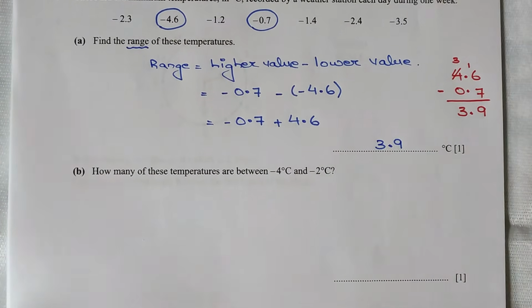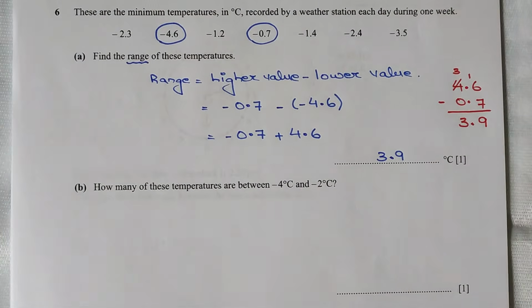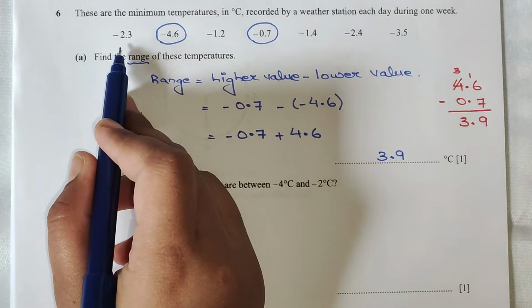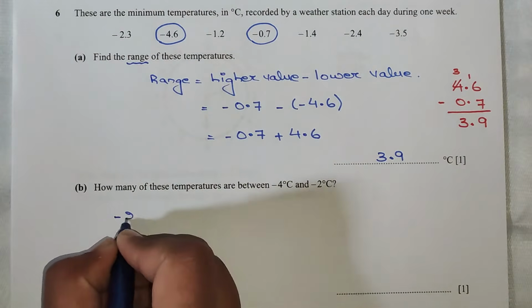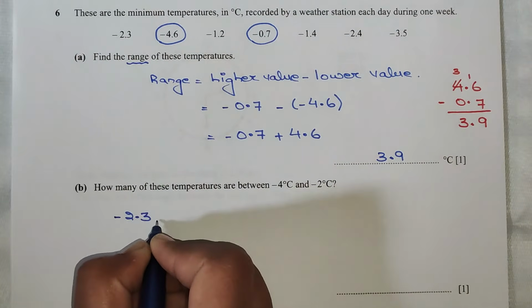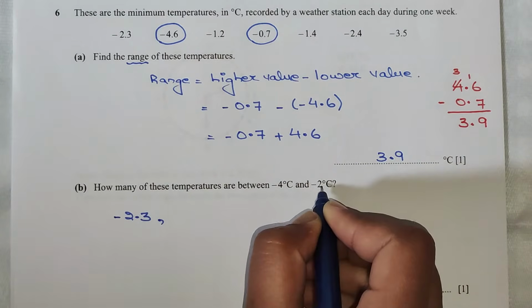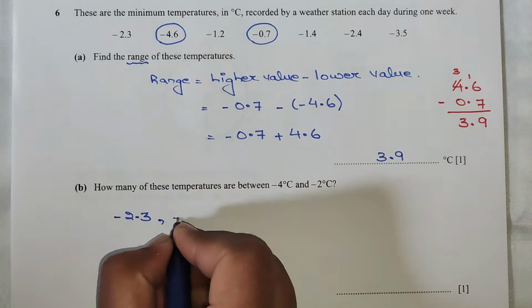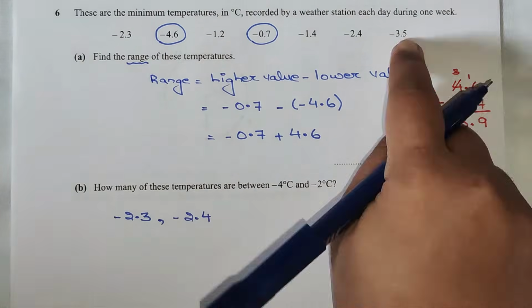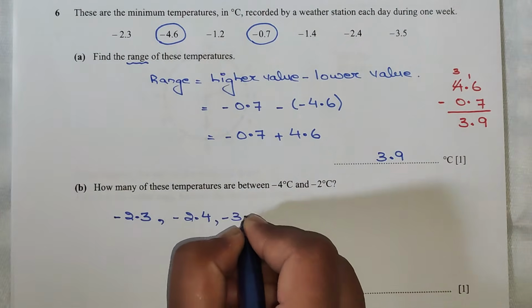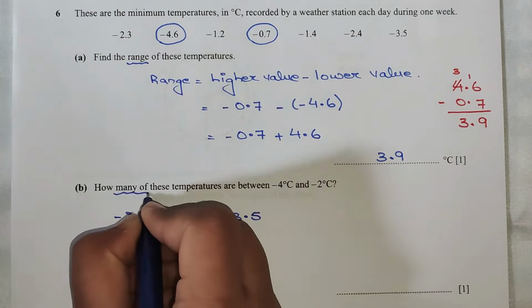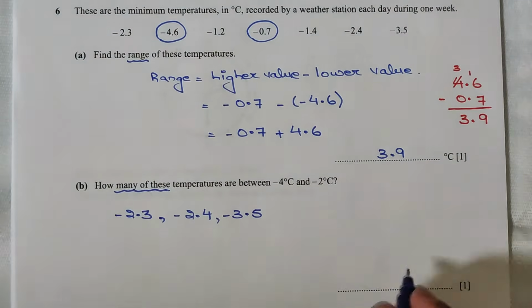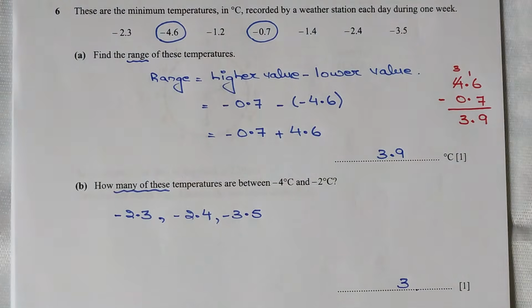Now for the B part, how many of these temperatures are between negative 4 degrees Celsius and negative 2 degrees Celsius? Okay, now let me count it between negative 4 and negative 2. Okay, so this temperature, negative 2.3, is in between minus 4 and minus 2. This is higher, this is lower, lower, lower. This one minus 2.4, and this one minus 3.5. Now we need to find how many of these temperatures. So 3 temperatures are in the range between -4 and -2.